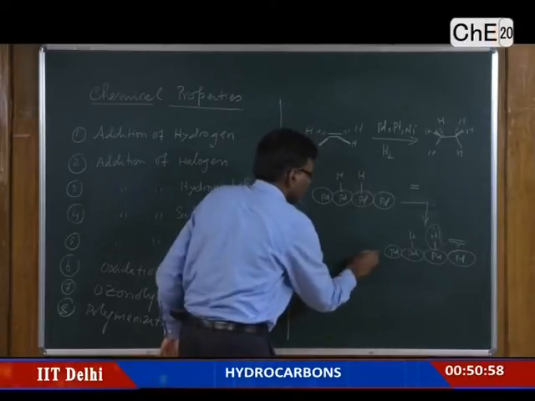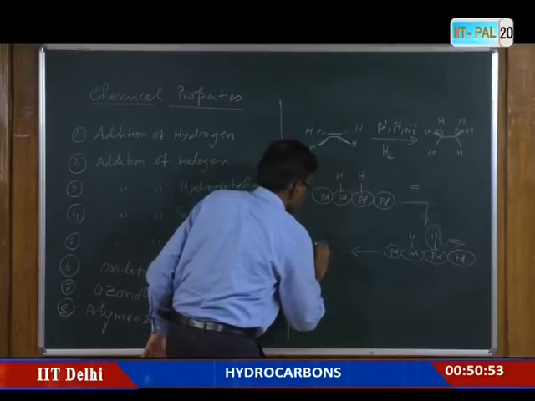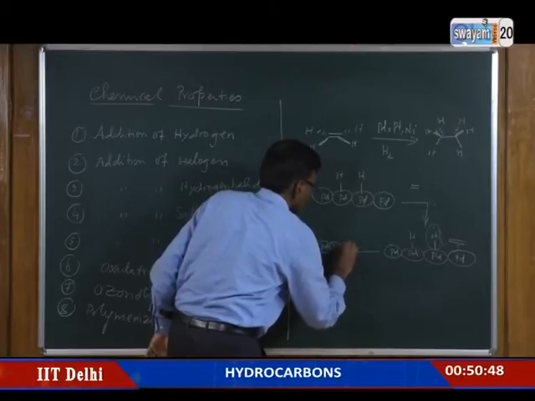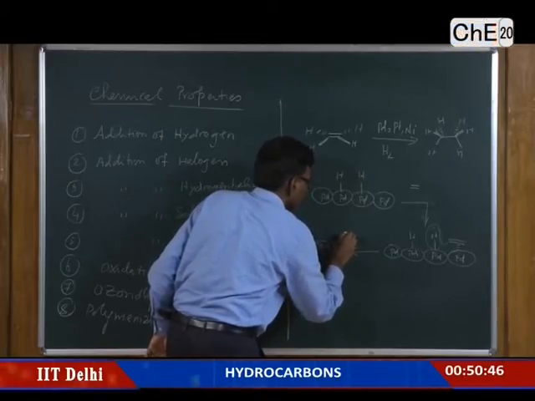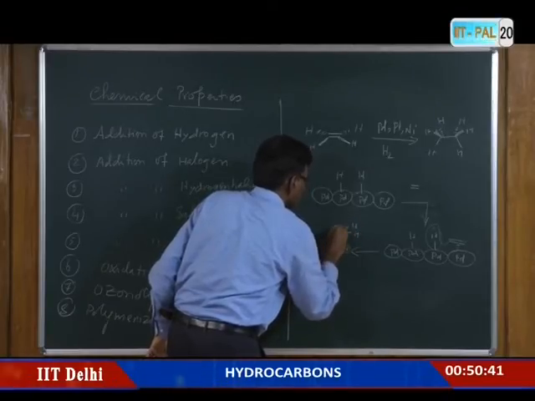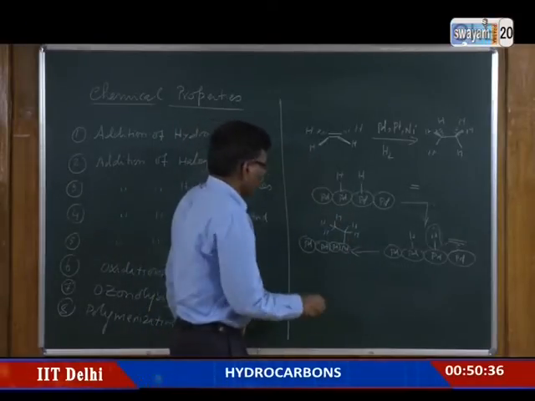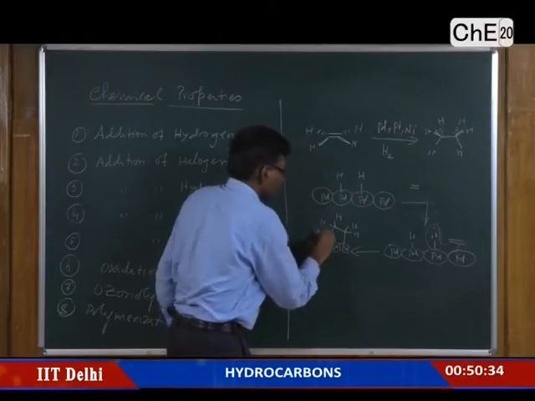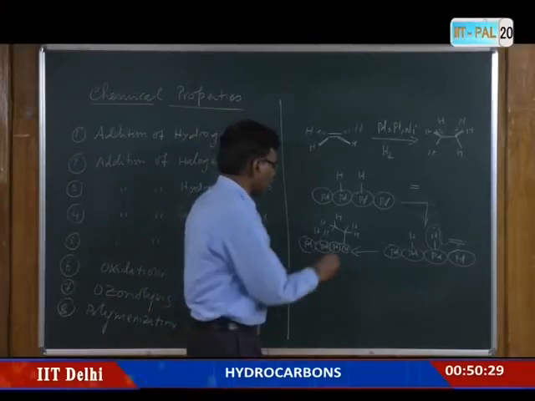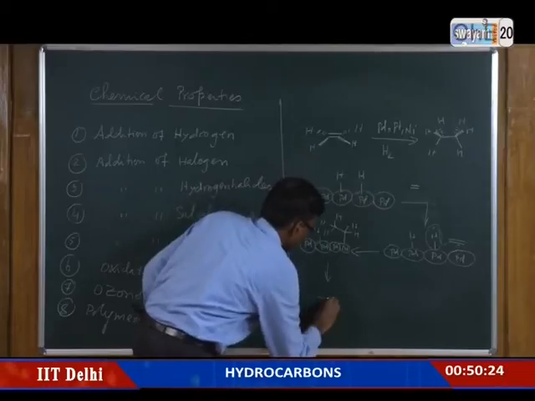You will get the metal alkyl intermediate. You have this kind of intermediate. Now, since the reaction is carried out in the presence of hydrogen pressure, another hydrogen can bind here. This hydrogen can transfer again. You will get your alkane.